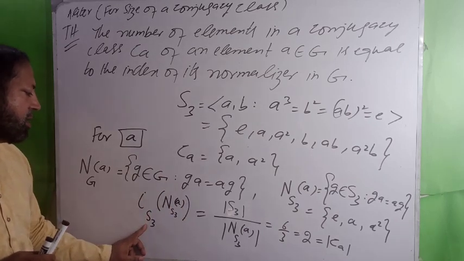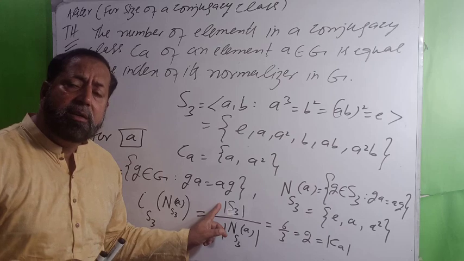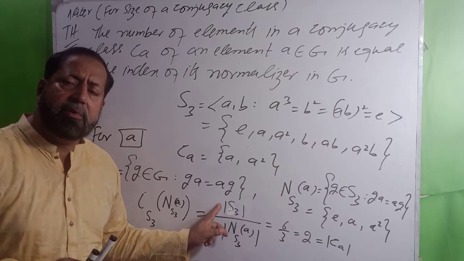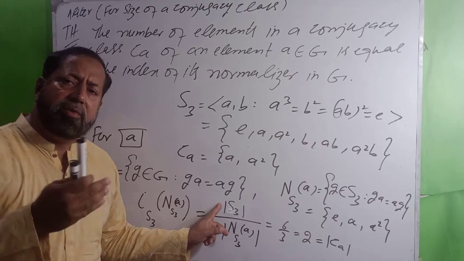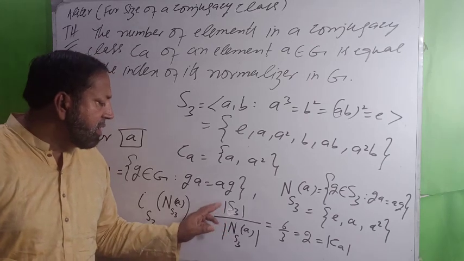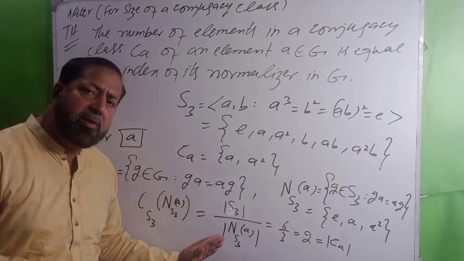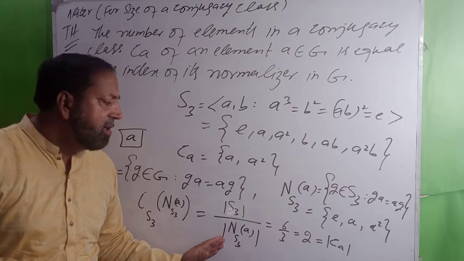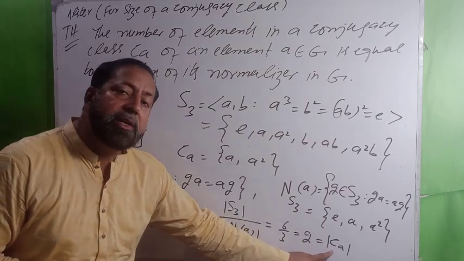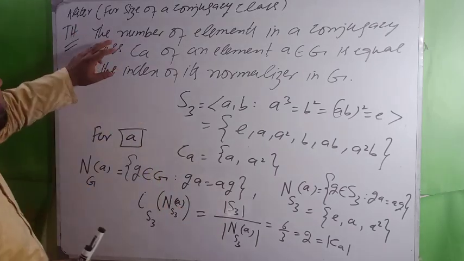Index in S3 is equal to, by Lagrange theorem, you know very well, Lagrange theorem says that the product of index and the order of a subgroup is in fact the order of G. Here the order of G must be finite. So that's why the index is equal to the order of G divided by the order of the normalizer, which is 6 by 3, which is equal to 2, which is equal to the order of CA. So the number of elements in a conjugacy class, that's why we have this theorem.